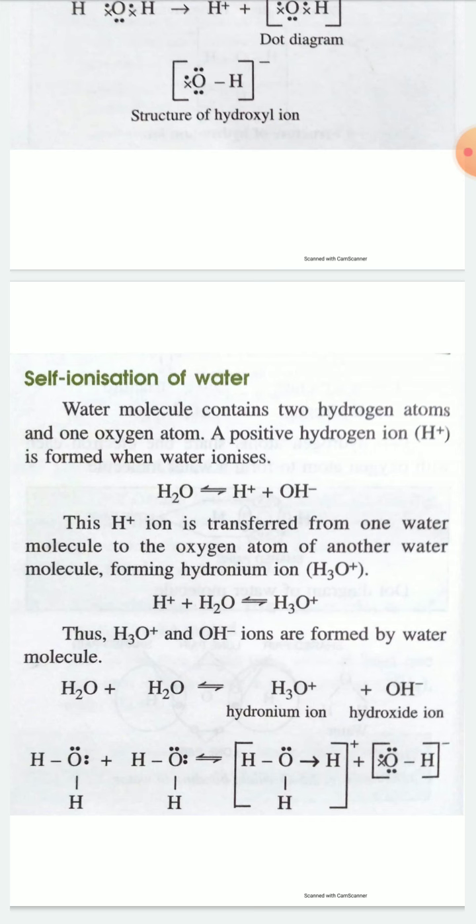So you have to remember the examples of coordinate bond, the definition of coordinate bond, and the conditions for coordinate bond. In the hydronium ion a coordinate bond is present, and in the ammonium ion a coordinate bond is also present. You have to show the coordinate bond by giving an arrow in these compounds or ions.